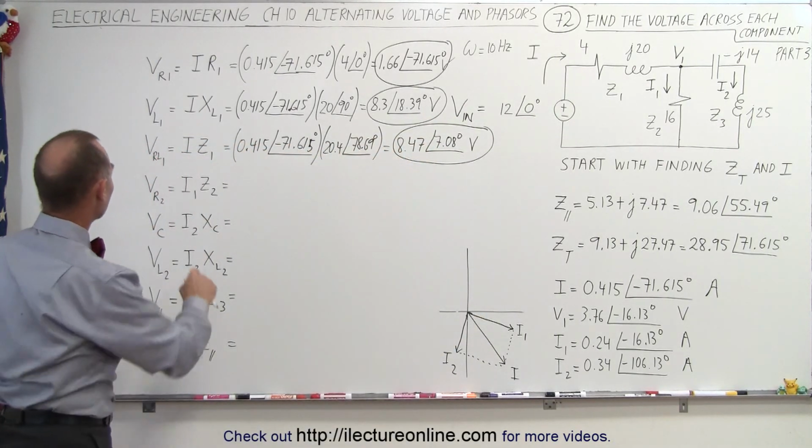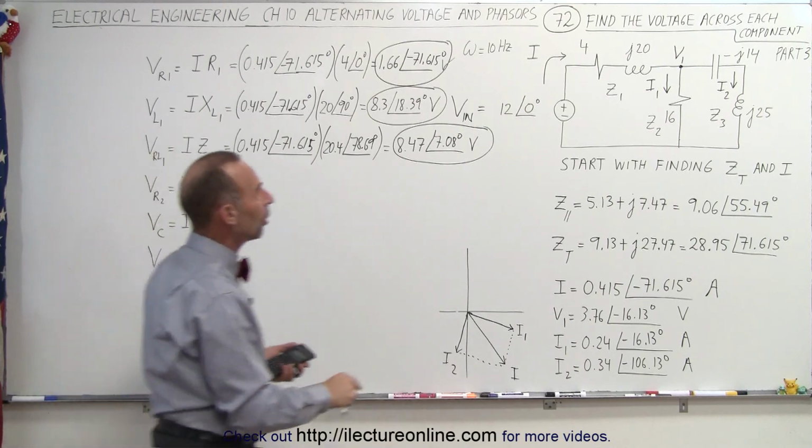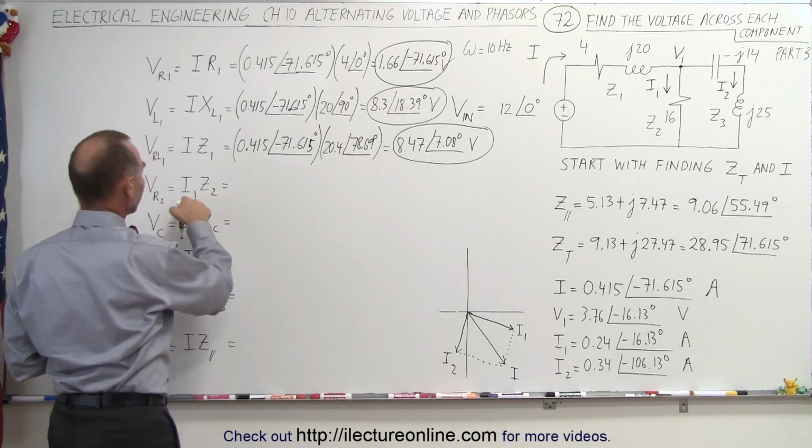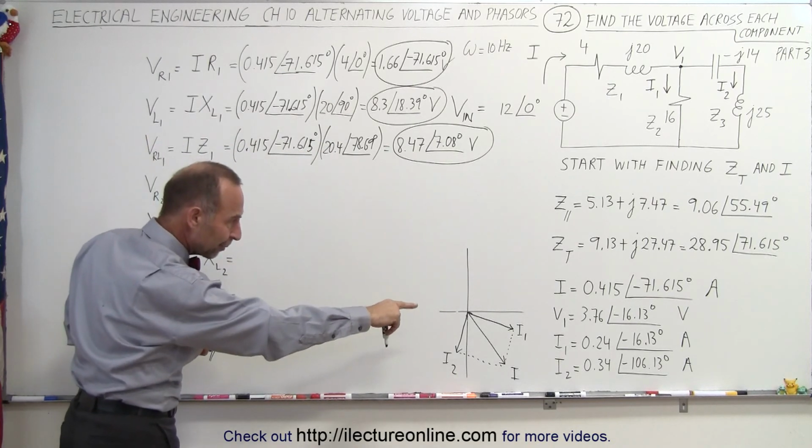So now next we're going to find the voltage across R2. That's this resistor right here. So for that we take I1, and we kept that from the previous video.